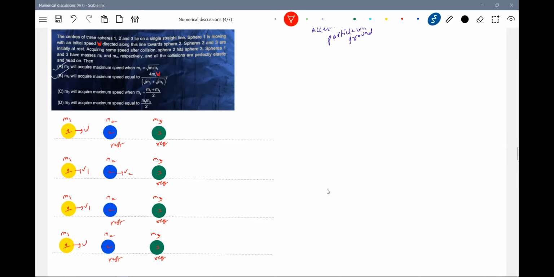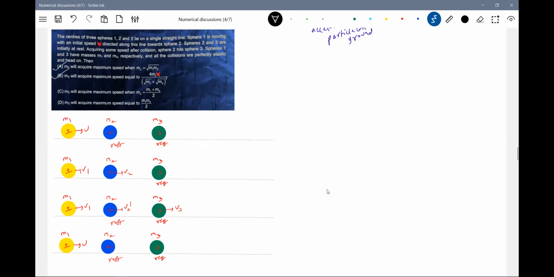This will go and collide. After collision, this will acquire speed V2. This is V3. So this will be V2 dash. M3 will acquire maximum speed. I think that was the condition that is asked.